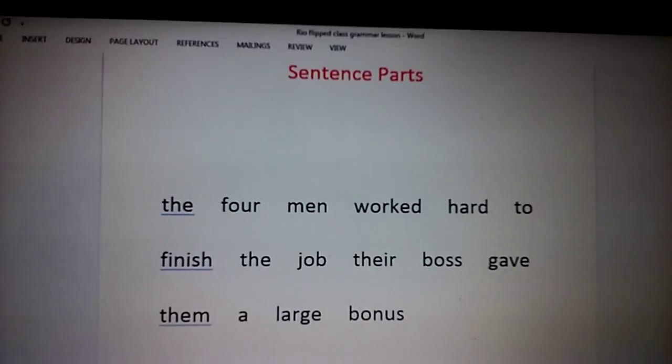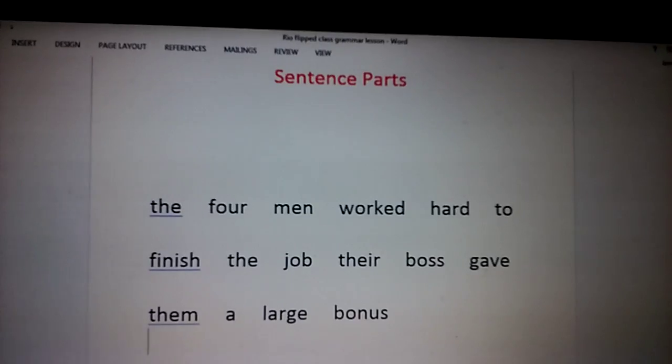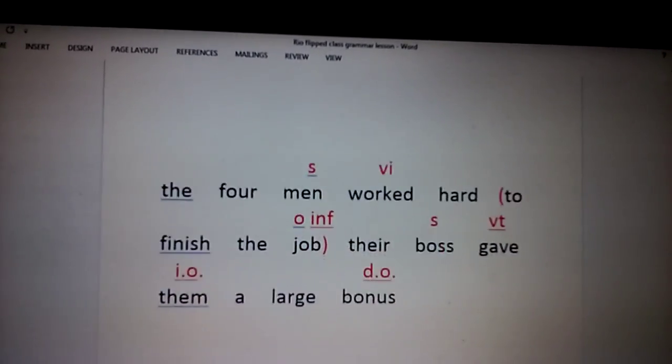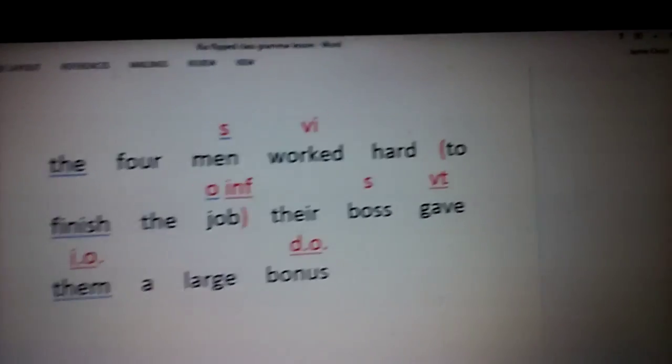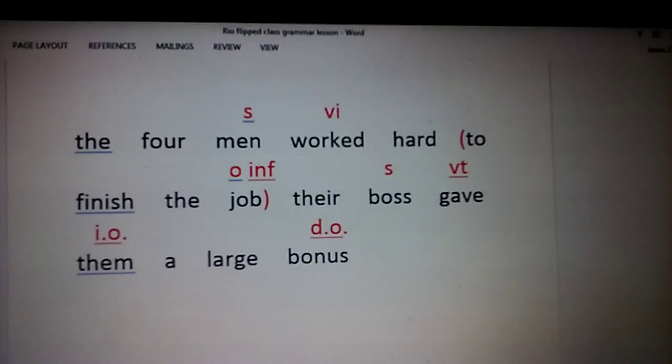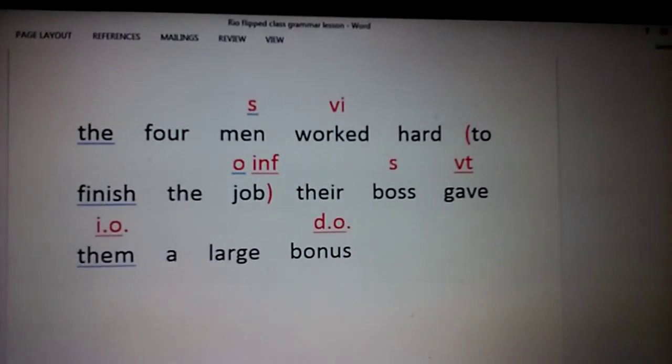Okay, and again, I will assume that you have finished this, and now you come back to it. Okay, in order to find our subject, we first need to find our verb. Our verb was worked. We draw a line in front of that. The four men is our complete subject. Men is our simple subject. Who worked? Men worked. Okay, worked is our verb.